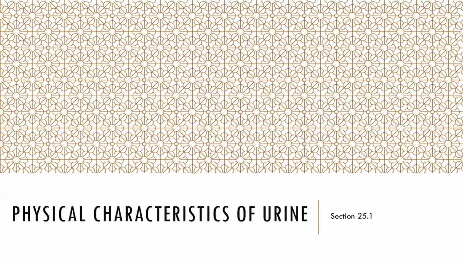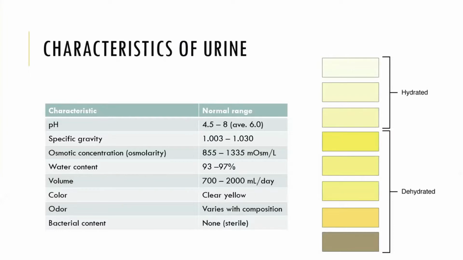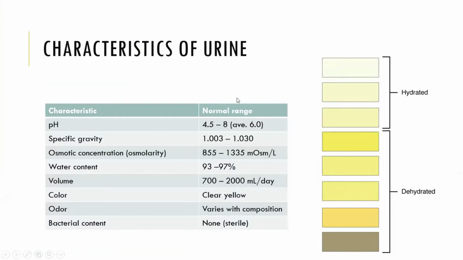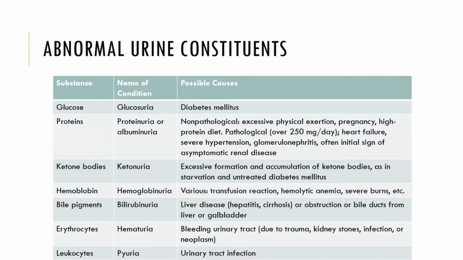Now we'll look at the physical characteristics of urine. So here we can see each characteristic and the values that are within normal limits. Now, various pathologies are listed in the chart here. So we have the substances that we test for in the urine, and then the names of the various conditions that could exist, along with the possible causes of those conditions in the third column.